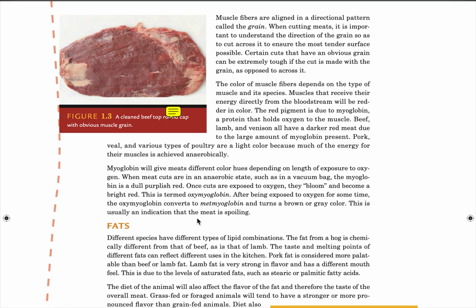Muscles that receive their energy directly from the bloodstream will be redder in color. The red pigment is due to myoglobin, a protein that holds oxygen to the muscles. Beef, lamb, and venison all have a darker red meat due to a large amount of myoglobin present. Pork, veal, and various types of poultry are a light color because much of the energy for their muscles is achieved anaerobically.